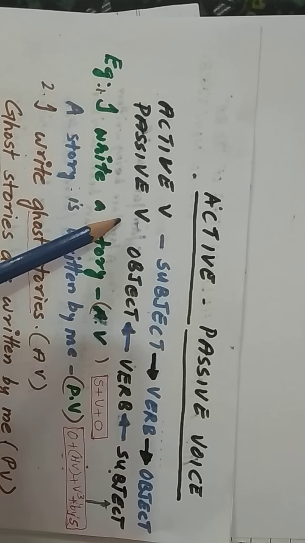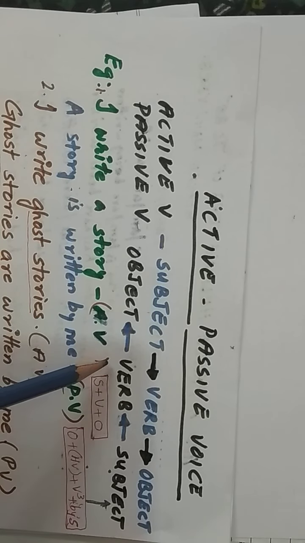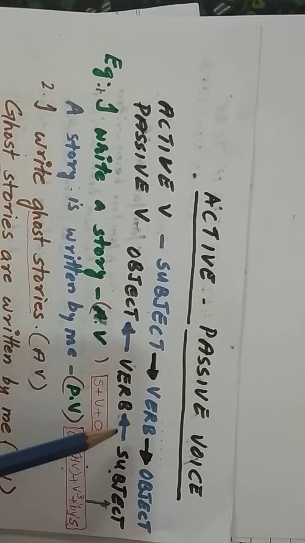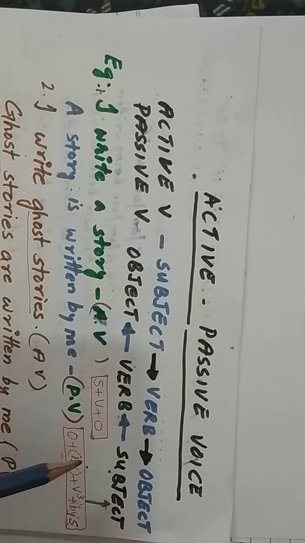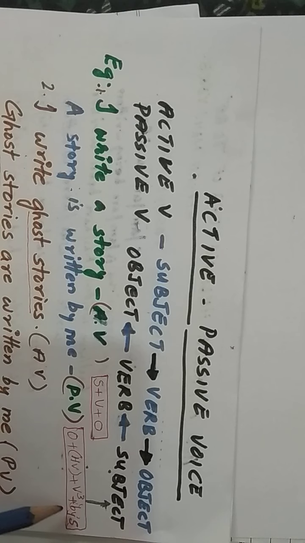In passive voice, an action is performed on the object by the subject, and here we see that sentence structure: object plus helping verb plus third form of the verb plus the preposition by, then subject.